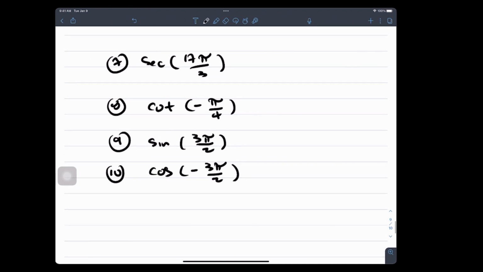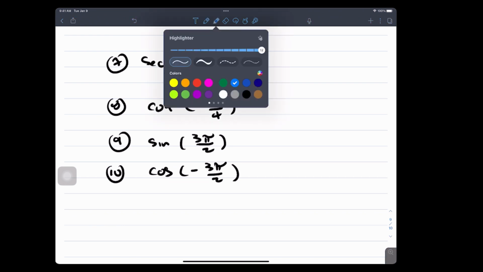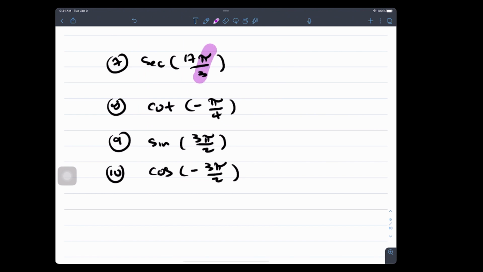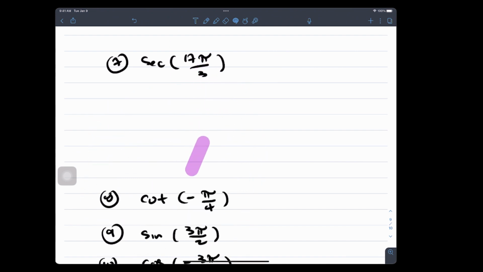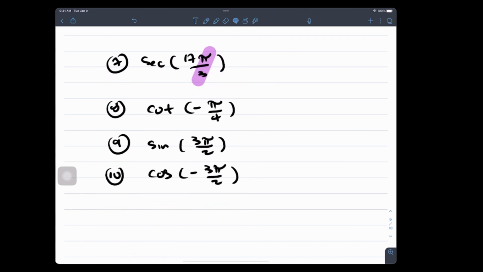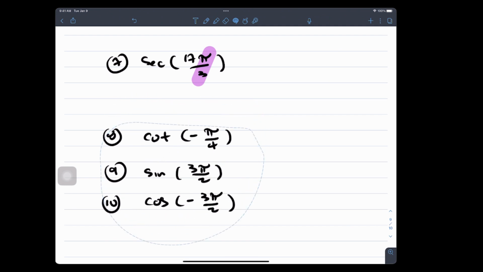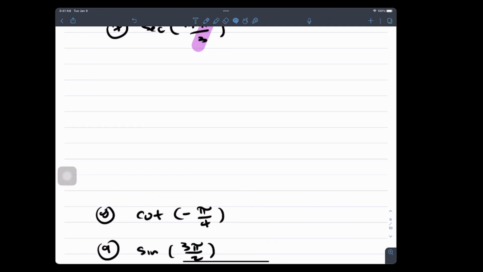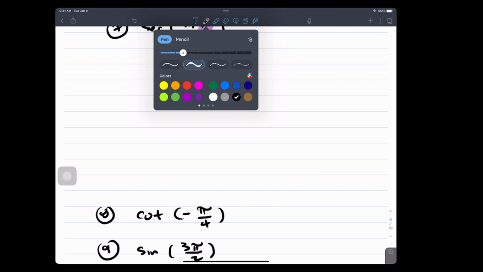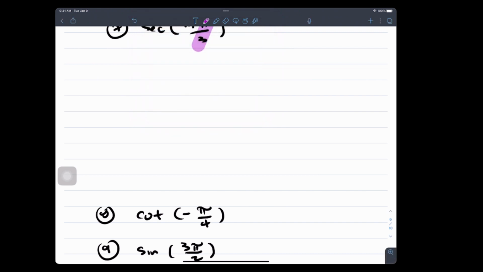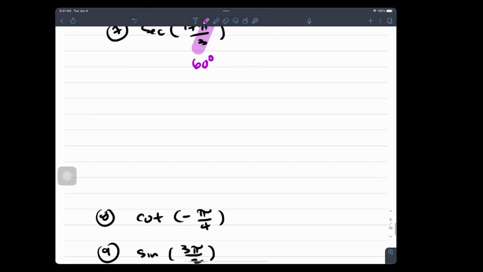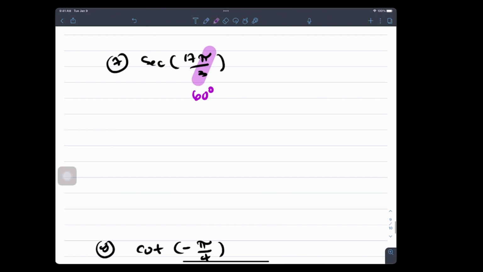you should tell me how to do this. How did you guys do this here? This is secant of what? 17 pi over 3. What's so important about that multiple of pi over 3? Is that 60 degrees? Okay. So that's a 60-degree angle. Do you guys happen to know what 17 times 60 is?